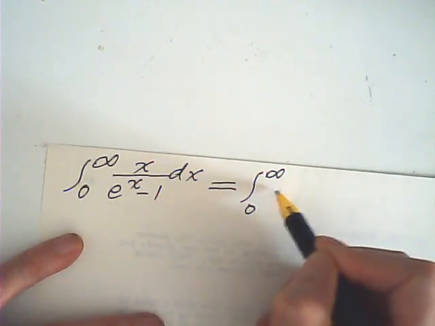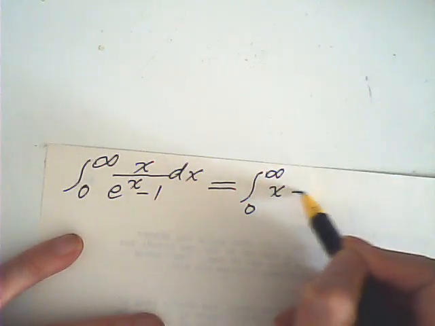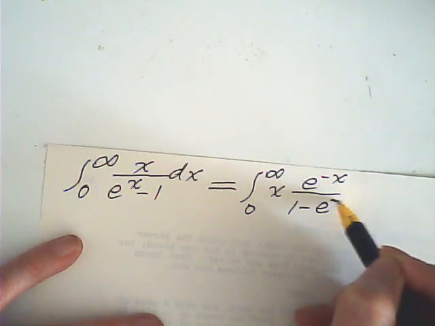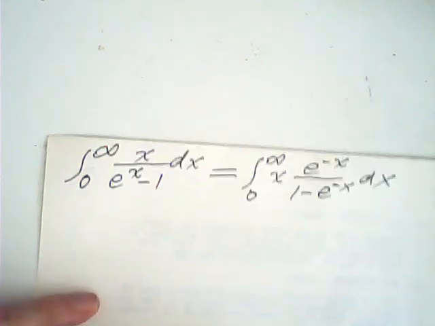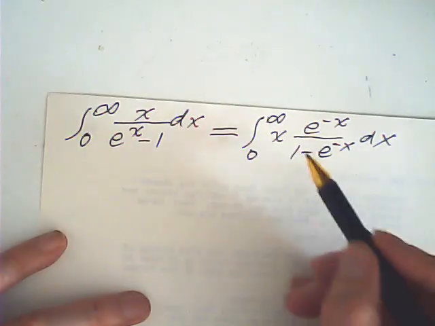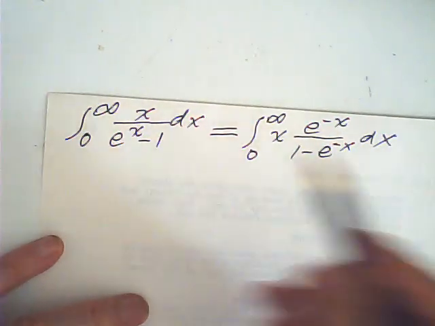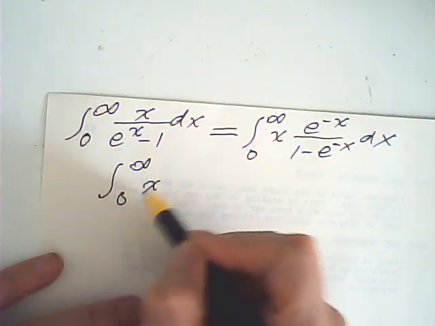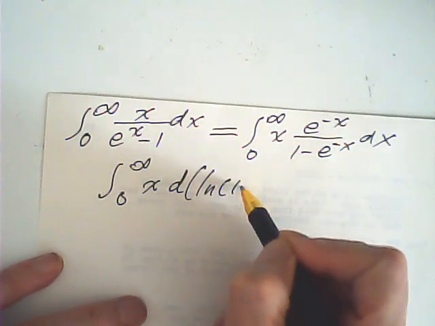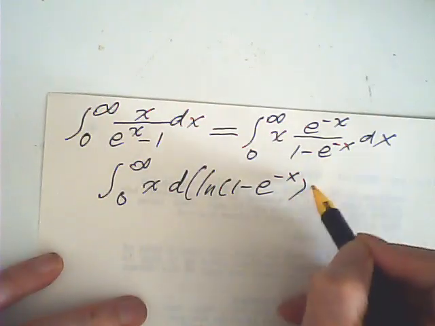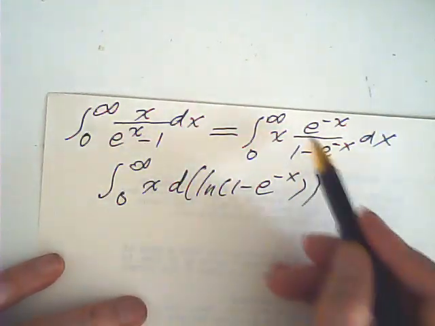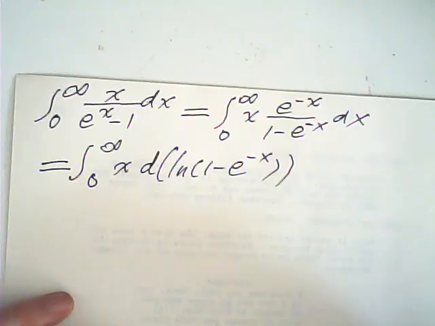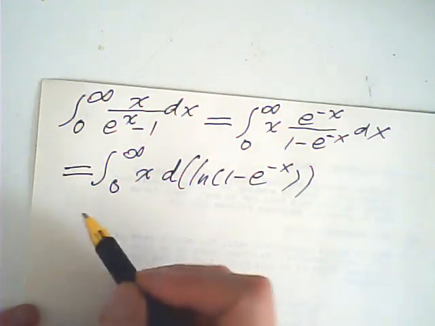So it becomes x e to the negative x over 1 minus e to the negative x dx, right? And this is just perfect, the derivative of log of 1 minus e to the negative x. This derivative is this. So that's equal. By doing it this way, I can use integration by parts.